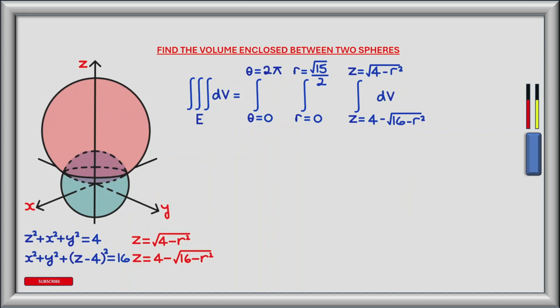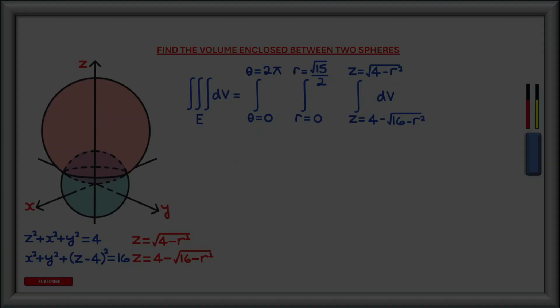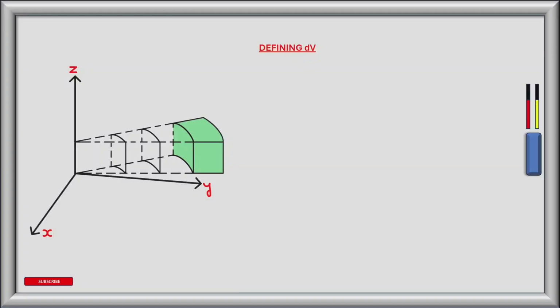Now that we've defined our region using the limits of integration, let's now unpack what we are integrating. So in our case, dv. So dv represents infinitesimally small pieces of volume. We're using triple integrals to sum each of these to get the total volume. Let's look at the dimensions of one of these. If we look at the green shaded region, this represents an infinitesimally small piece of volume dv. We can think of this as a tiny rectangular box where the volume is given by the height multiplied by the width multiplied by the length.